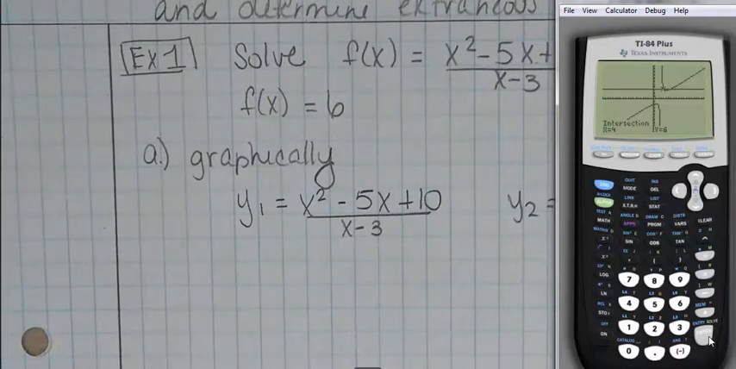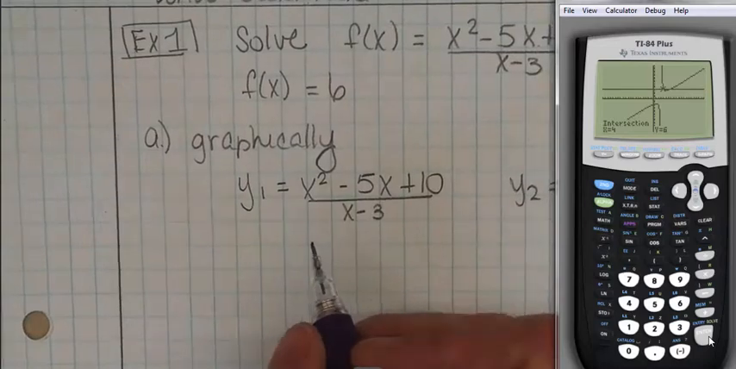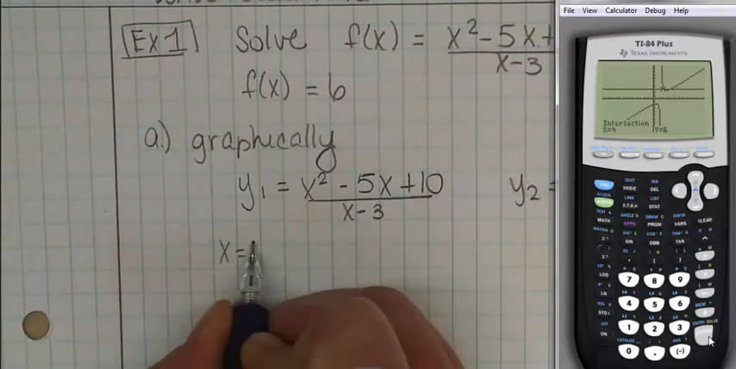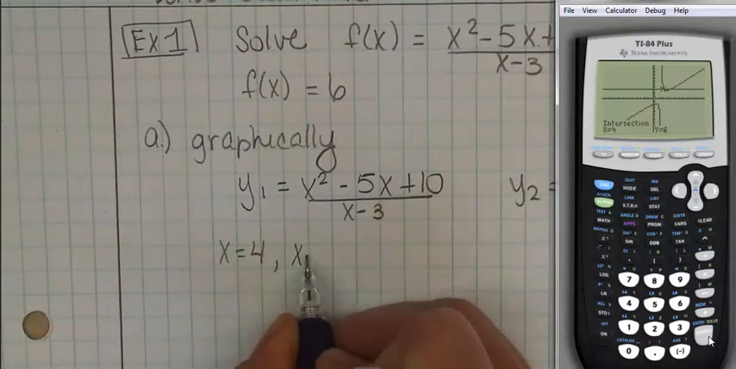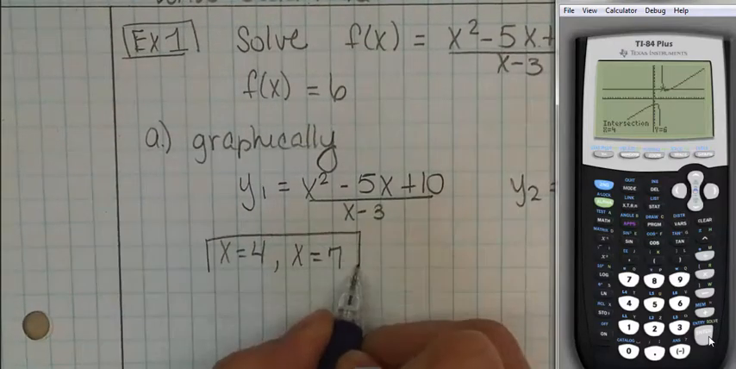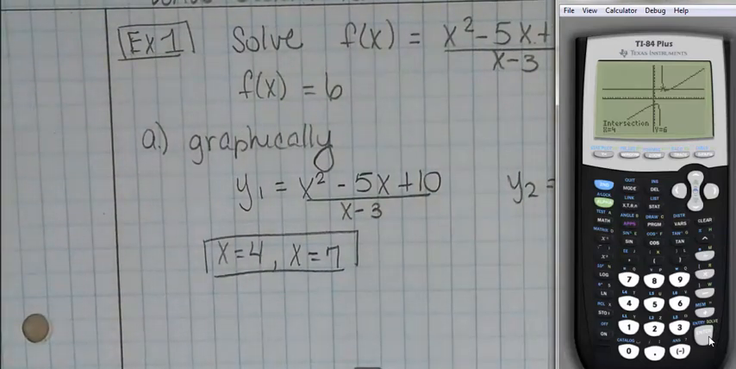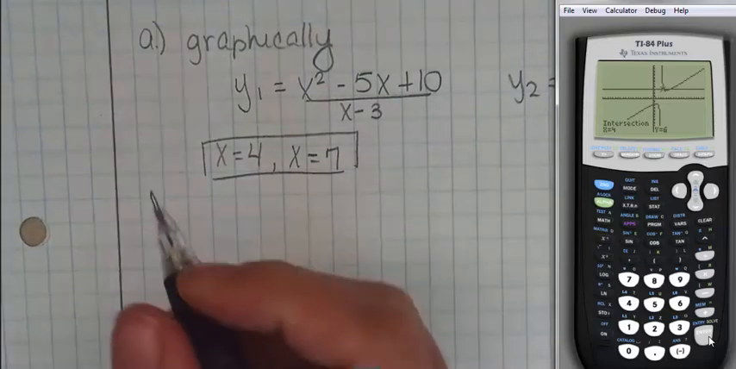I get an intersection when x is 4, y is 6. So I know that one of my solutions here is x equals 4. And if you do that again at the other point where they intersect, you're going to get the fact that x equals 7. Awesome. Well, that's not that much fun. That was too easy. Let's do a little bit of algebra.